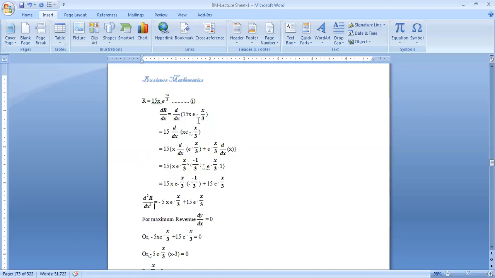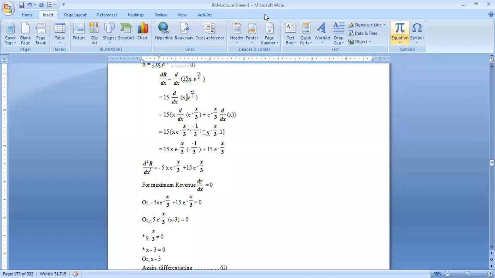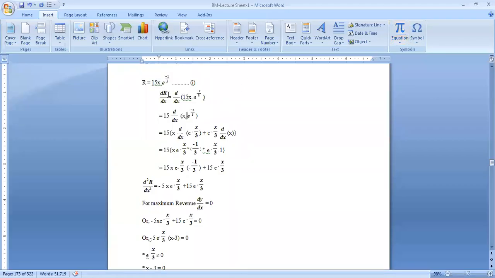15x e to the power minus x by 3. Now first differentiation: dR/dx equals d/dx of 15x into e to the power minus x by 3. Since 15 is the constant, we put it before the d/dx: 15 into d/dx of x into e to the power minus x by 3.